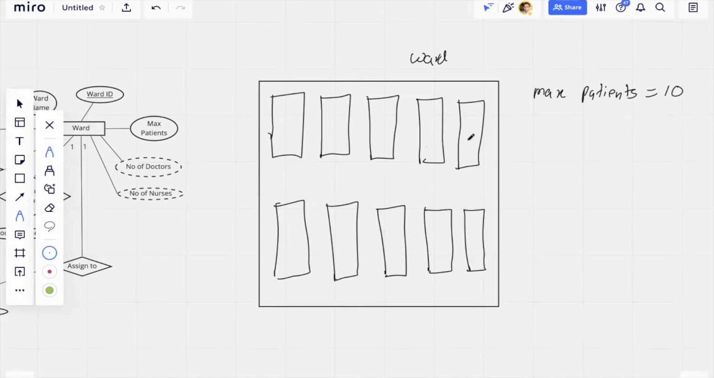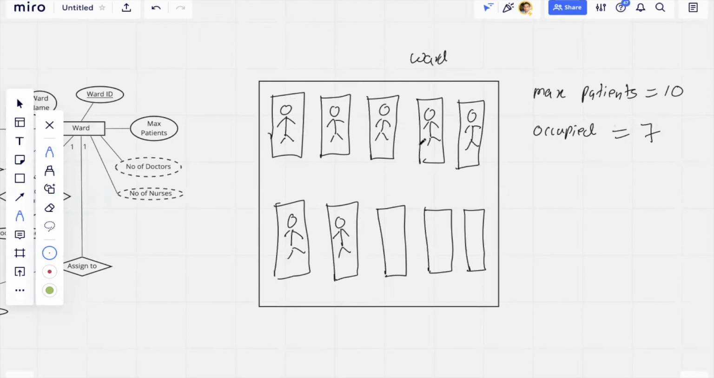Assume that currently occupied patients equal 7. Currently 7 patients are occupied. Assume that these are the occupied beds. Patients 1, 2, 3, 4, 5, 6, and 7. Okay, currently 7 beds are occupied.